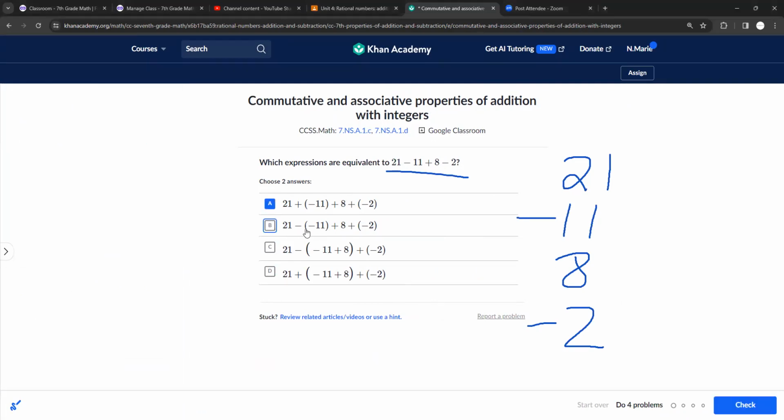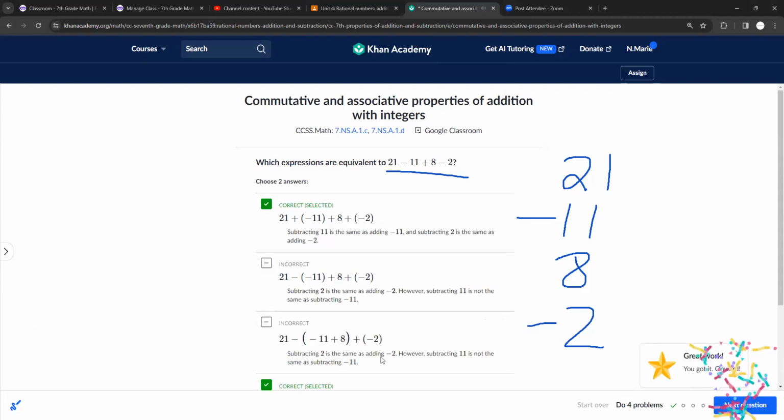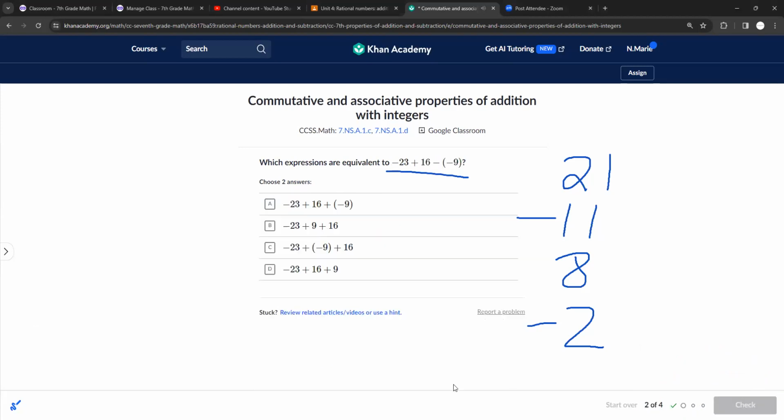This here would become a positive 11, right? Two negatives make a positive, that wouldn't work. This one would also be a 21, negative 11, a positive 8, and a negative 2. It does not matter the order you put these in. As long as you still have your positives and negatives as you should, your answer will be the same. Feel free to calculate these if you want.